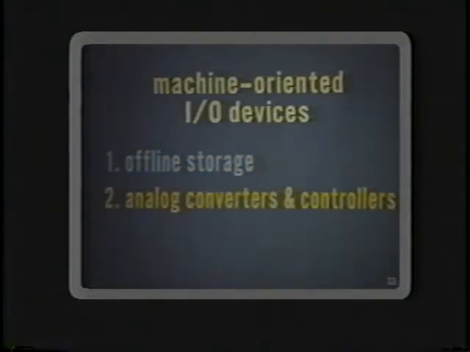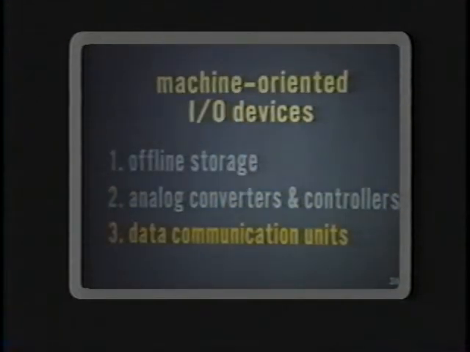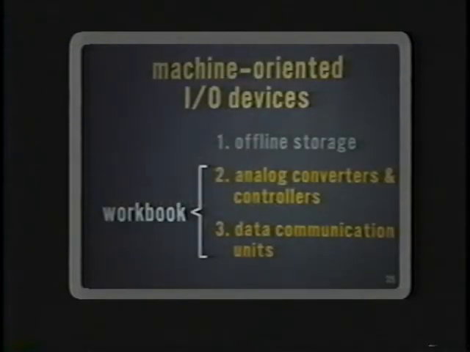Another category is analog converters and controllers. These devices are electrically connected to machines that operate on analog signals. The third category, data communication units, includes devices that are connected electrically to other digital computers or their I/O devices. The last two categories are covered briefly in your workbook. This audiovisual lesson will focus on offline storage devices, the largest and most varied category.